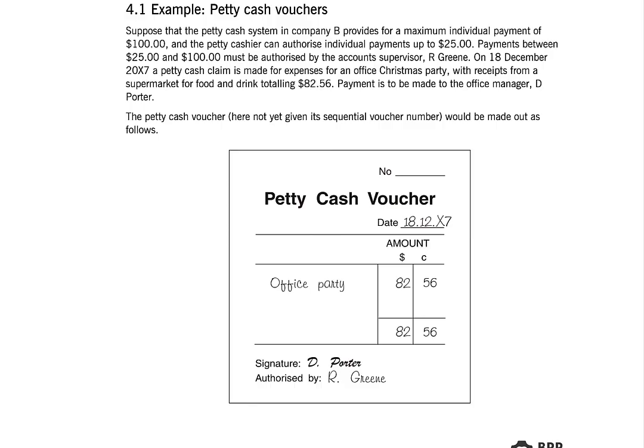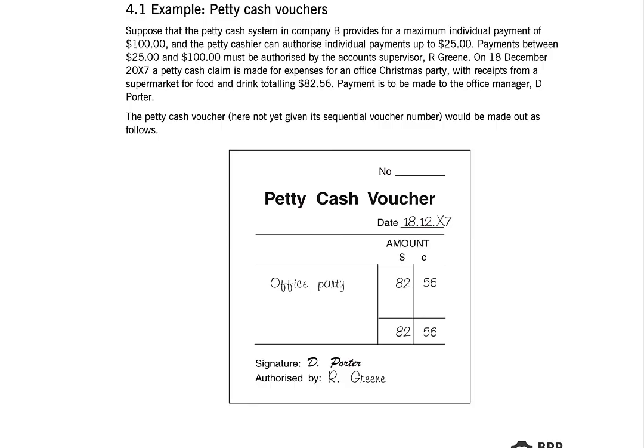Part 4. What happens after the voucher is prepared? Now imagine we are in the office, and we are completing the payment correctly. Step 1. The receipts are checked. The petty cash cashier looks at the supermarket receipts. The cashier confirms the receipts add up to $82.56.